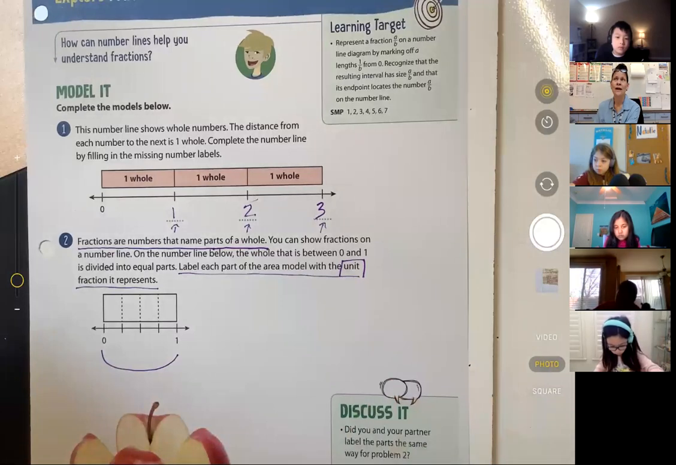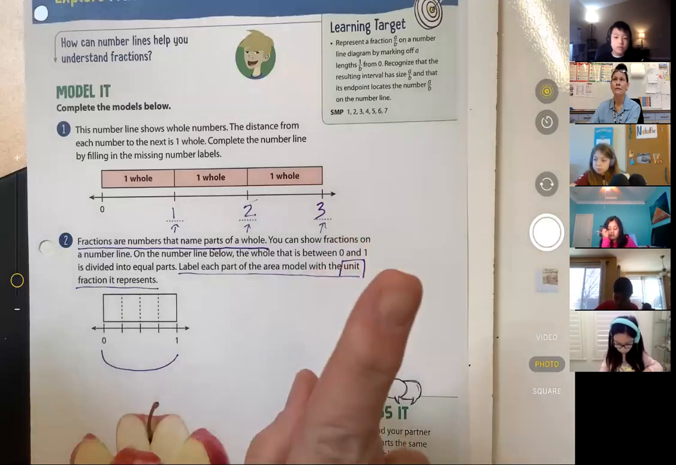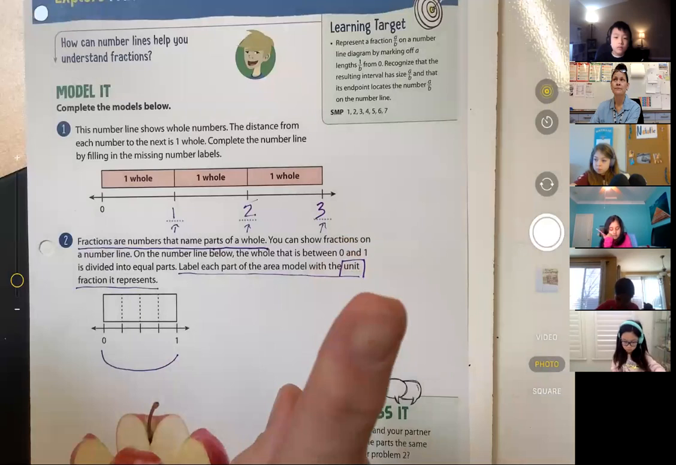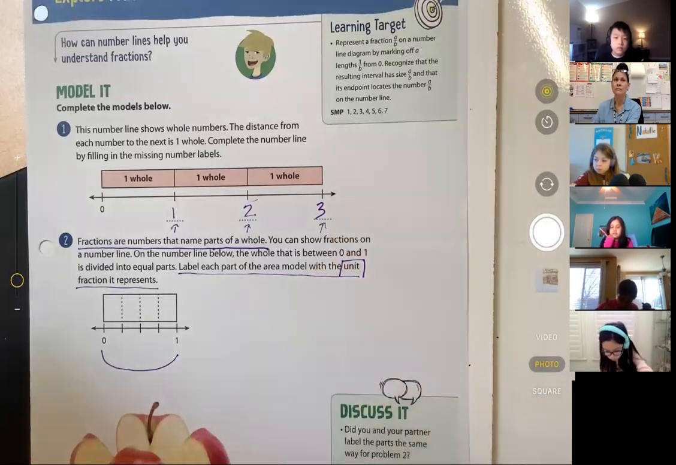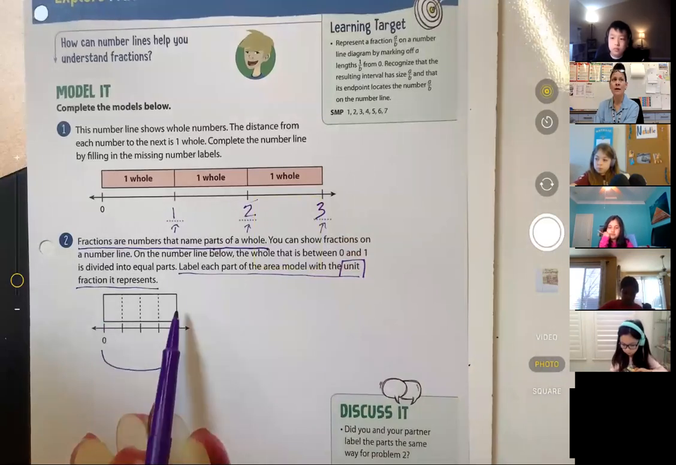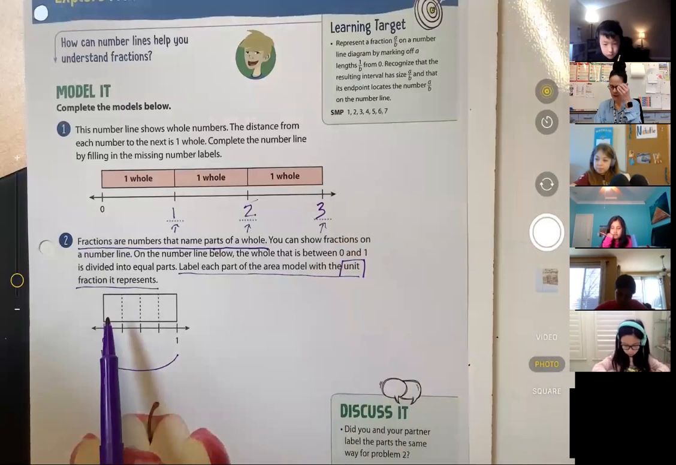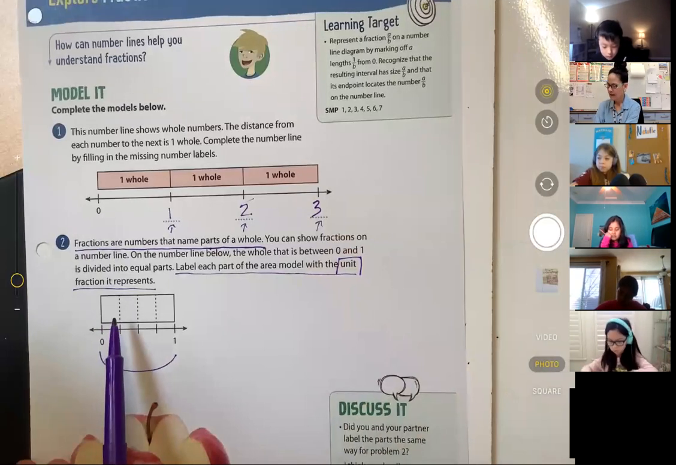In order to do that, what needs to happen? You need to know what a unit fraction is. Again, a unit fraction has 1 in the numerator. 1 in the numerator. All right? They're special. So if we are going to label this area model with unit fractions, I want you to follow me on this.